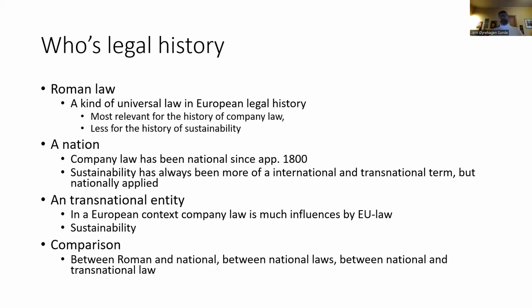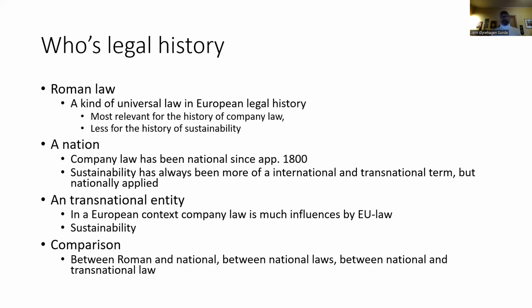If you write immediate legal history, of course, linking it to a transnational entity like the EU is the most common thing to do. So then you write about the legal history of the EU, really, while you write also about the legal history of company law and sustainability. And the most important thing is maybe sometimes that comparison can add something.